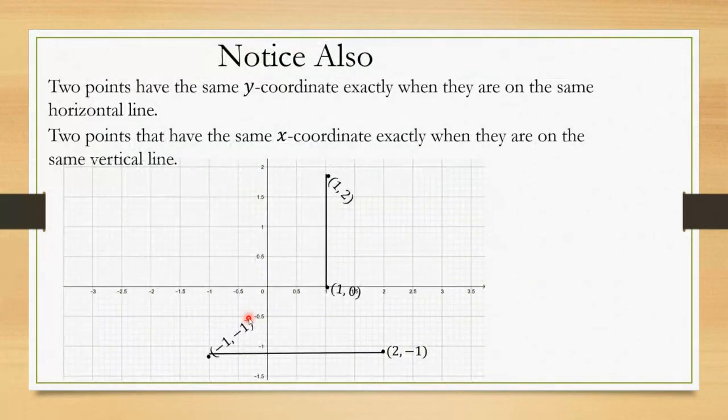All right. Now, this is something else I wanted to point out. It will make it easier when we go through the distance formula. It's also good to know in general that 2 points have the same y coordinate exactly when they are on the same horizontal line. I tried to illustrate that here, okay, although it's a little lower than it should be.